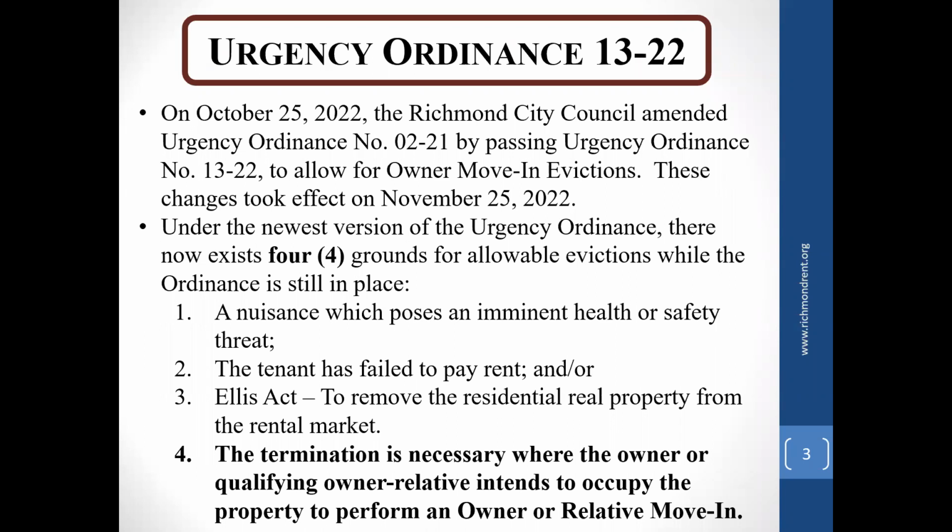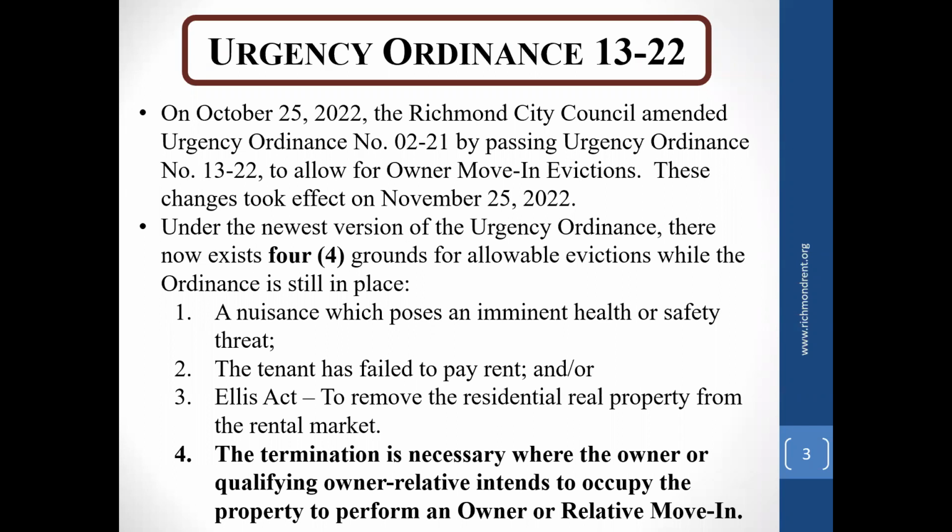Urgency Ordinance 13-22. There are 4 grounds allowed for evictions while the urgency ordinance is still in place. Number 1, a nuisance which poses an imminent health or safety threat. Number 2, the tenant has failed to pay rent. Number 3, the Ellis Act, where the owner intends to remove the residential real property from the rental market. Number 4, an owner or relative move-in.